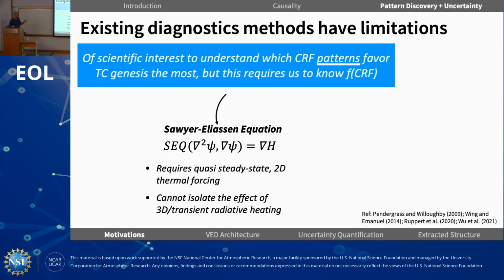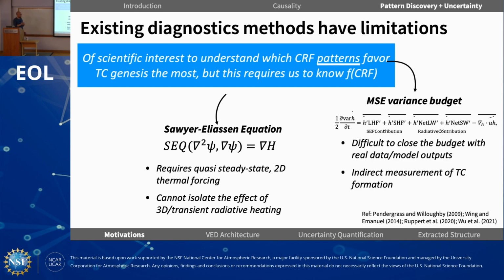There are some methods that we can use currently, but they have limitations. For example, the Sawyer-Eliassen equation is commonly used. It requires a steady state and 2D thermal forcing. So if we want to understand the effect of three-dimensional heating or transient heating, it's difficult to apply this method. Another method is the moist static energy variance budget. It is an indirect measurement of TC formation because it calculates a thermodynamic term. But in terms of genesis, what we're probably interested in is the kinematic term, how the wind speed evolves at the surface. So they have some limitations.